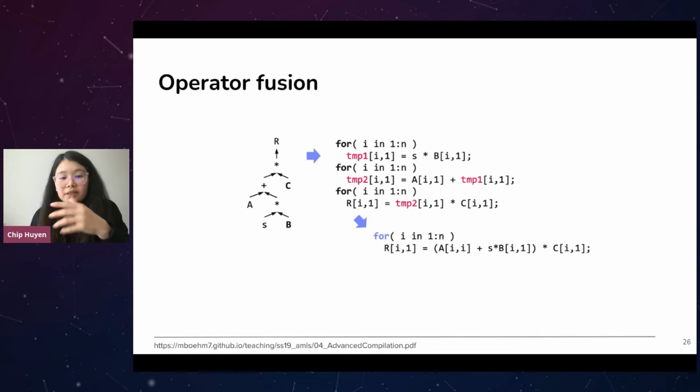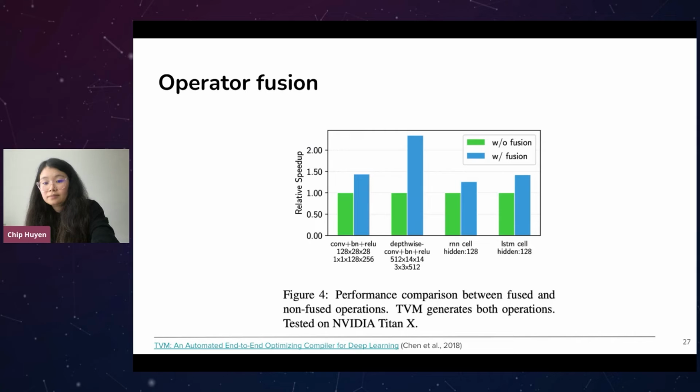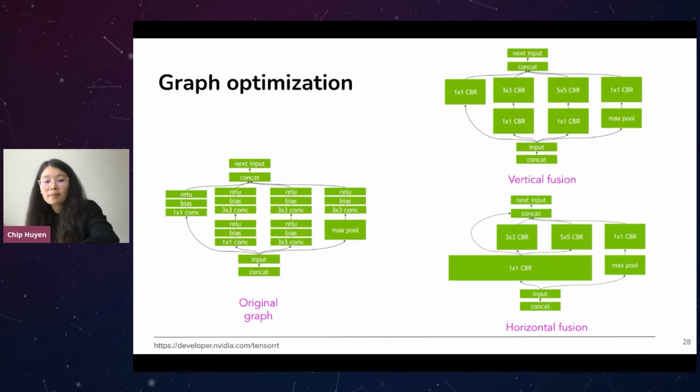Another thing is operation fusion. It's also a very similar idea. You can fuse different operators together so that you can do them at the same time and make it more efficient. Here's a graph showing how operator fusion can improve performance. It can give you up to a 2x speedup in certain cases.